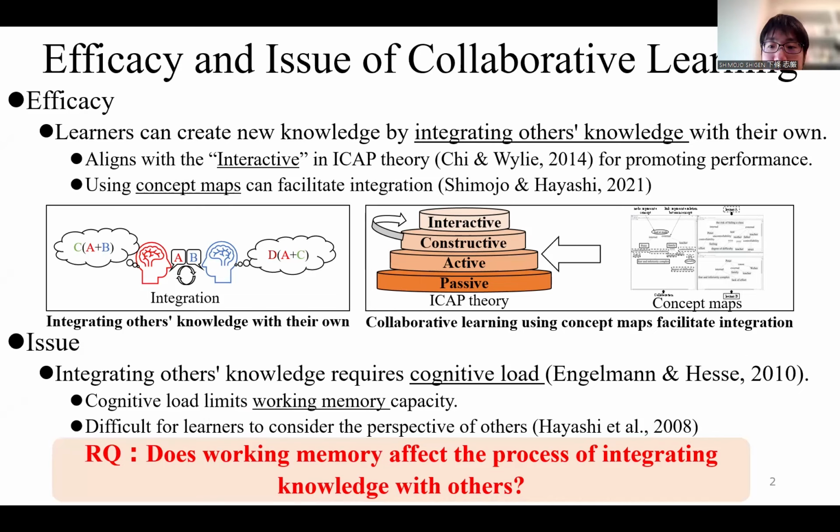However, it is indicated that there is an issue in collaborative learning. Integrating others' knowledge requires cognitive load. Cognitive load limits working memory capacity. It is difficult for learners to consider the perspectives of others. Considering this previous study, the research question is: does working memory affect the process of integrating knowledge with others?